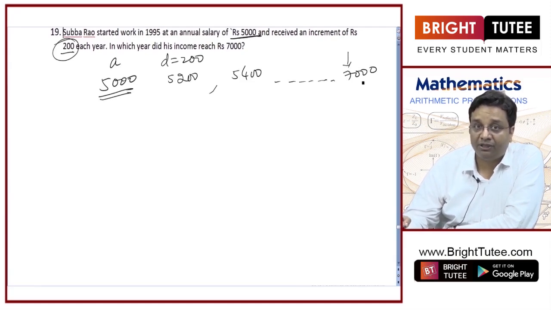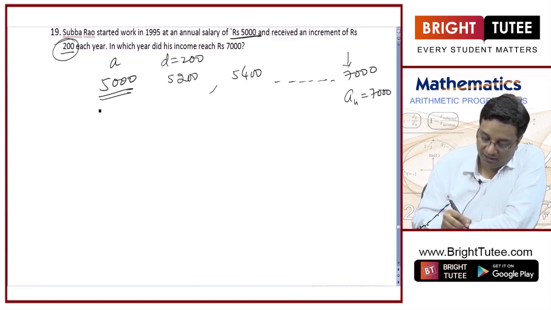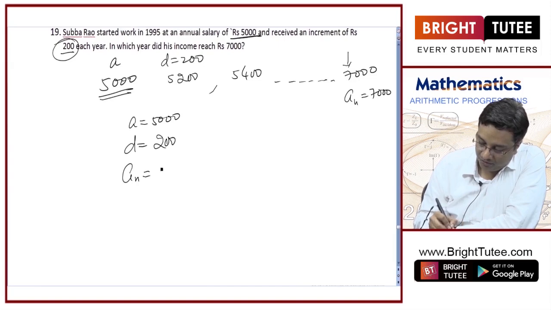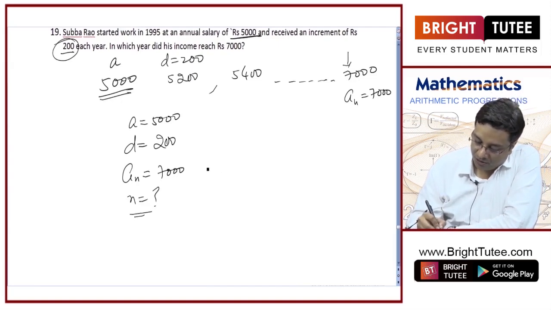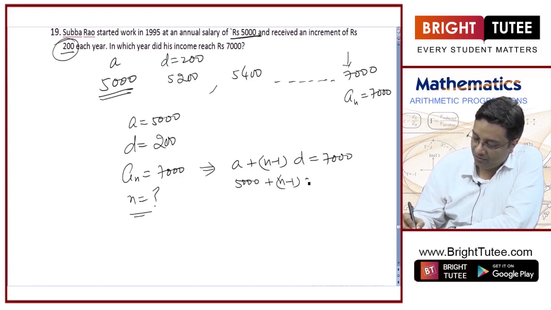Right. So like previous questions, let's assume it was in nth year. So AN is equal to 7,000. Right. So let's write the given information. A is equal to 5,000. D is equal to 200. AN is equal to 7,000. And we just need to find N here. Right. So A plus N minus 1 into D equal to 7,000. 5,000 plus N minus 1 into 200 equal to 7,000.